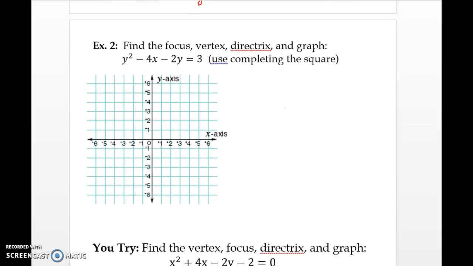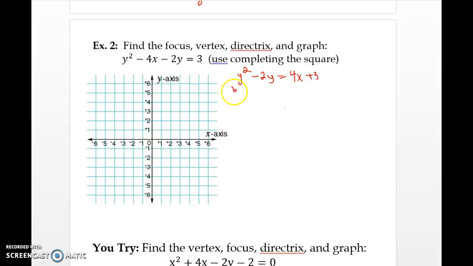Example 2 says find the focus, directrix, and graph of the equation in standard form. Now, it's not in vertex form, it's in standard form. So what you have to do is complete the square. And when we complete the square, we want to get the squared variable by itself. So y is squared, so we want the y's by themselves. And we're going to move over everything else. We're going to add over that 4x. And then that's going to be plus 3.